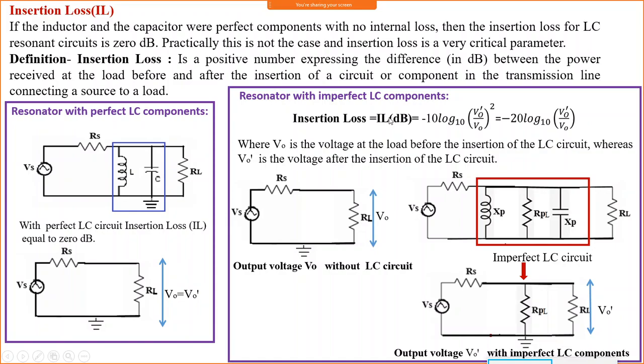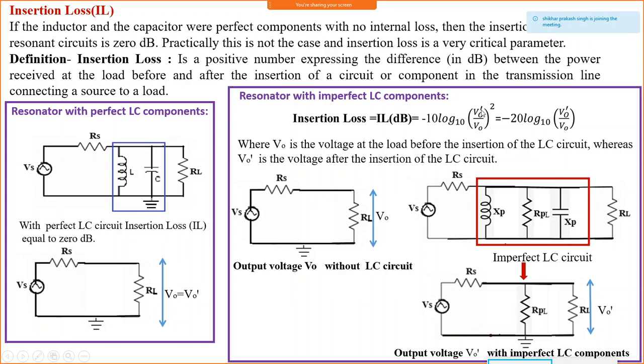Insertion loss is usually expressed in terms of decibel, and it is defined as minus 10 log10 of V naught dash divided by V naught, whole square. As I said, we are measuring power. If we consider power as voltage square divided by resistance R, then V naught square by R gives the power. Here also V naught dash square by R is there. So R cancels, and the remaining is V naught dash divided by V naught.